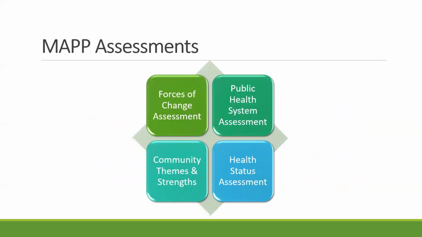The strategic priorities stakeholders select are based in the data collected during the 4 MAPP assessments. These assessments include the Forces of Change assessment, the Public Health System assessment, the Themes and Strengths assessment, and the Health Status assessment.